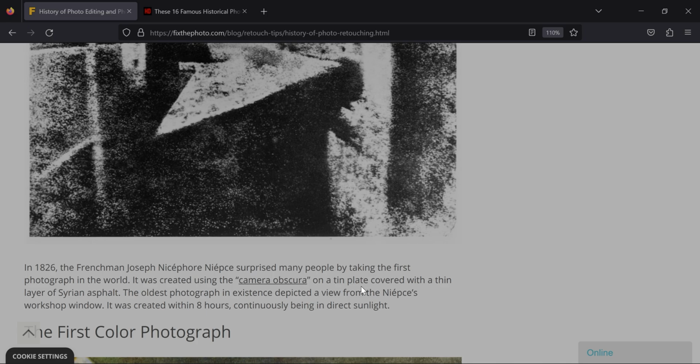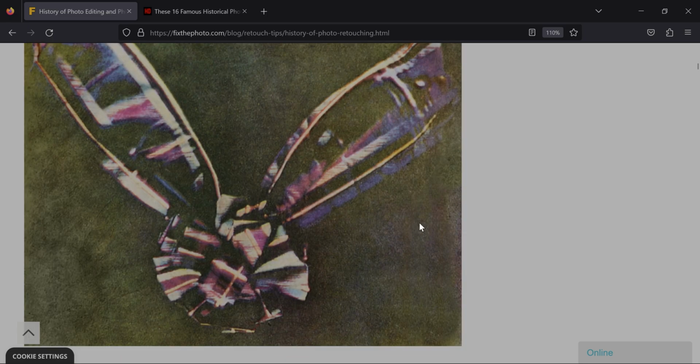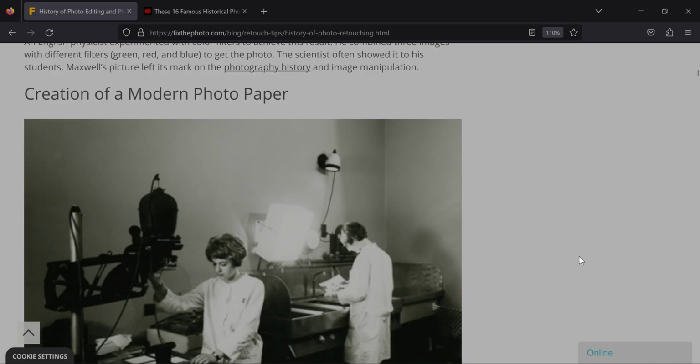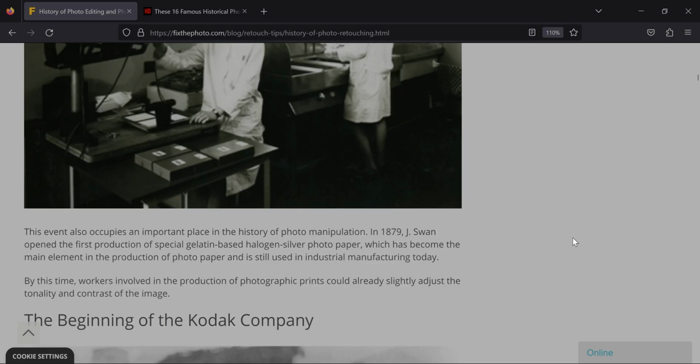in direct sunlight. So the first color photo was taken in 1861 using a method first described in 1855. And then the photo itself was actually taken by somebody called Thomas Sutton 6 years after this method had first been suggested. And now we come to the creation of modern photo paper.